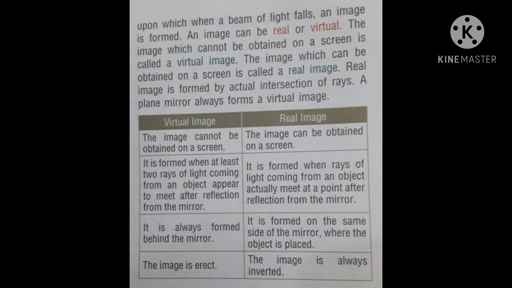And a real image is formed when the rays of light coming from an object actually meet at a point after reflection from the mirror. A virtual image is always formed behind the mirror, which means we can see this image in the mirror. A real image is formed on the same side of the mirror where the object is placed.